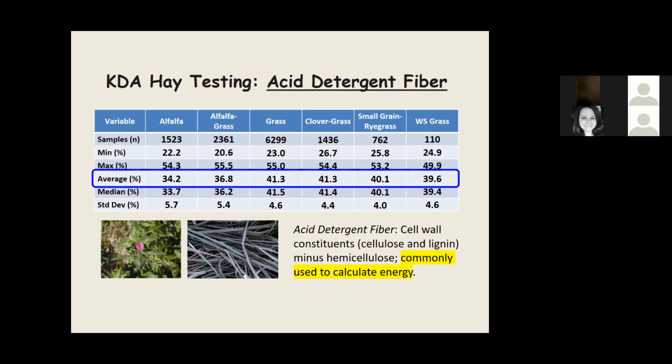Again, when we look over at our grasses, the fiber level is higher and there's not quite as much available energy in our grasses as there will be in our alfalfa or our legumes. So keep that in mind. Again, ADF is the energy content of the forage, and the NDF is related to how much they can eat.